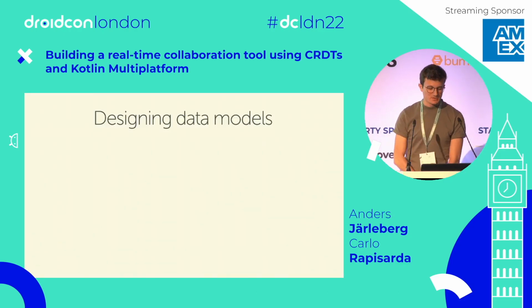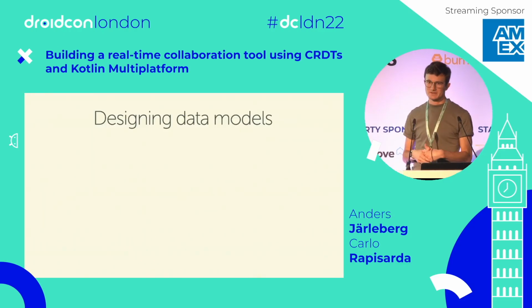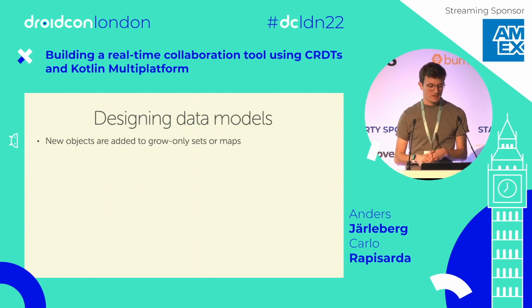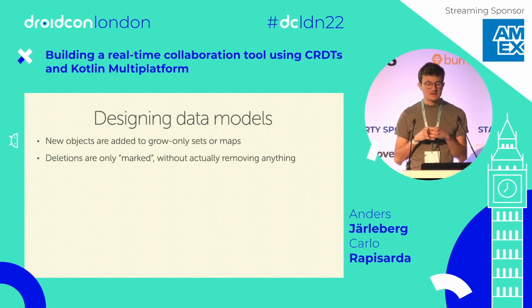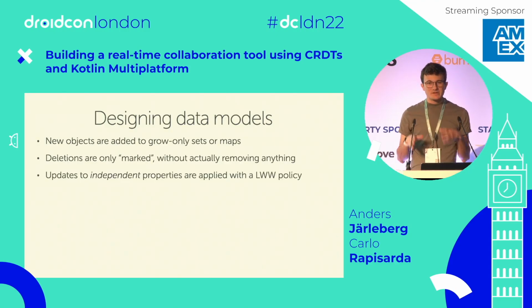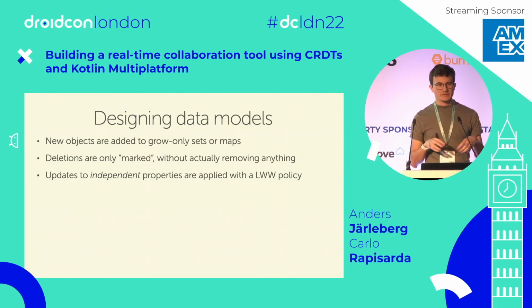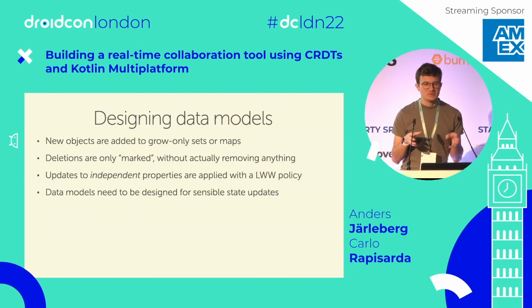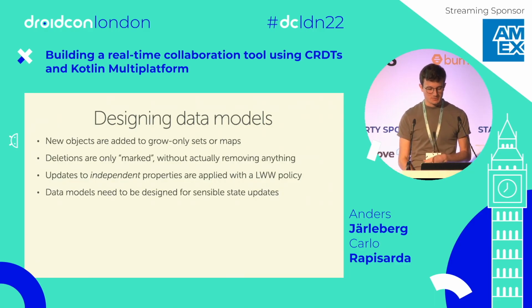Right. So I want to talk about our data model a little bit, and I'm not going to go through the entire thing, but I want to mention some mistakes we made along the way and how you can avoid them. So these were our rules. New objects are added to grow-only sets. Deletions are only marked. We never actually remove anything. And updates to independent properties are applied using the last writer wins policy. But most importantly, models should be designed so that ambiguities are not just unlikely, but completely impossible.